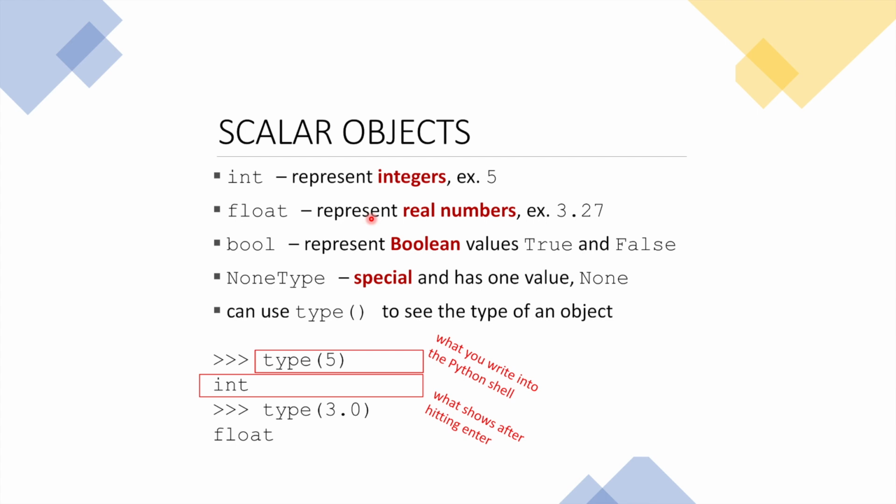Now about scalar objects: int is a numeric real number. Float is a representation of a real number with a decimal point. Another is the boolean type, which can have the value true and false. NoneType is also a type, a special value which is None. For example, if you want to know the type of any variable, just write the function type and pass that number inside it. You will get its type.